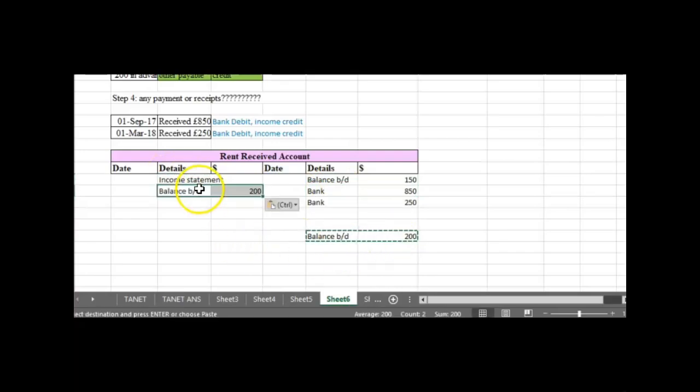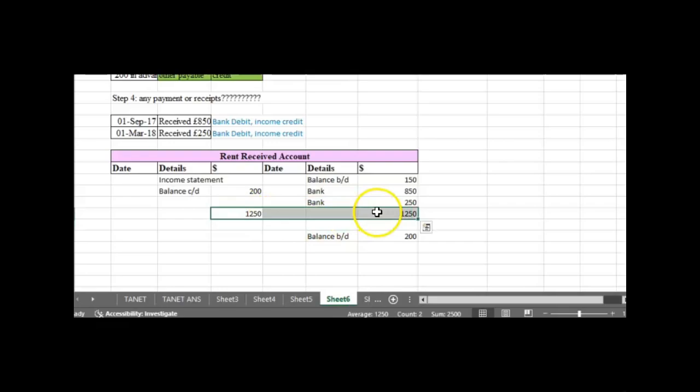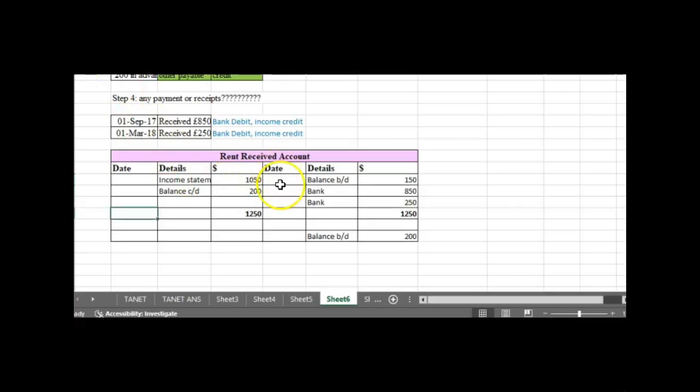Now bring the closing balance down to the opposite side: $200 from credit side to the debit side. Now we can see the credit side is complete, so we find the total on the credit side. Then take the total on the debit side. As per ledger account rule, the total on both sides should be the same. Therefore, use the total to find the difference. This difference is the income statement.